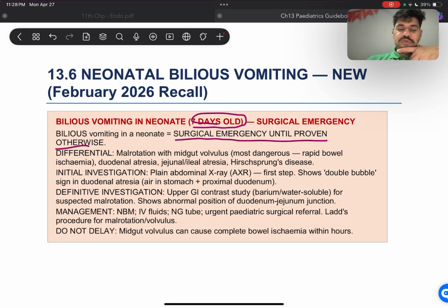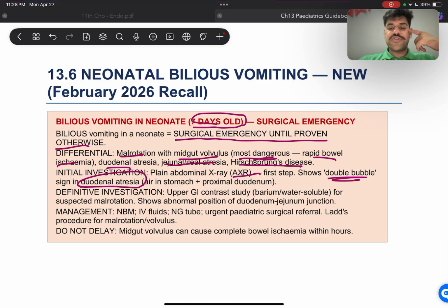The differential most likely is malrotation with mid-gut volvulus, which is the most dangerous because of the volvulus, and then rapid bowel ischemia can occur. Then duodenal atresia with the double bubble sign, jejunal atresia, then Hirschsprung's disease. The initial investigation is going to be an abdominal X-ray. The double bubble sign is seen in duodenal atresia, with air in the stomach and proximal duodenum. That's where we have a double bubble sign.